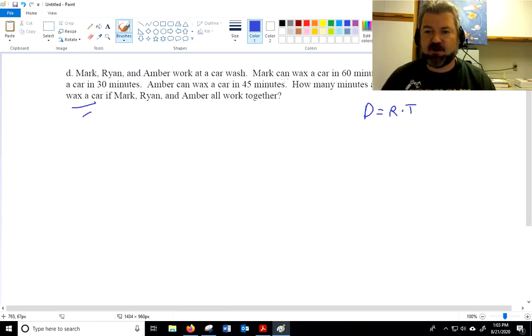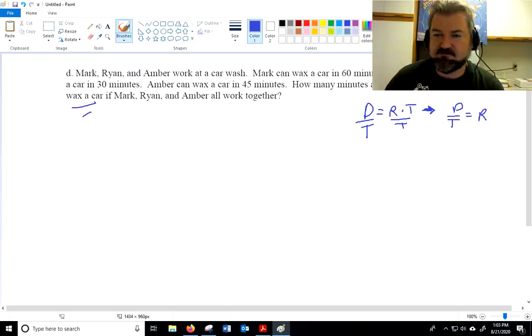So let's talk about Mark. Mark can wax one car in 60 minutes. So one car in 60 minutes. Let me rewrite this formula. We've already looked at rewriting formulas, right? If I divide both sides here by the time, then I get that distance divided by time is their rate, right? Okay. So what that's telling me is Mark can do one car in 60 minutes.